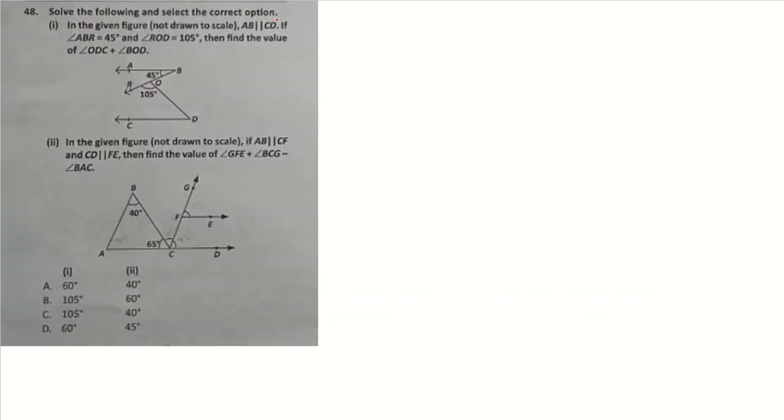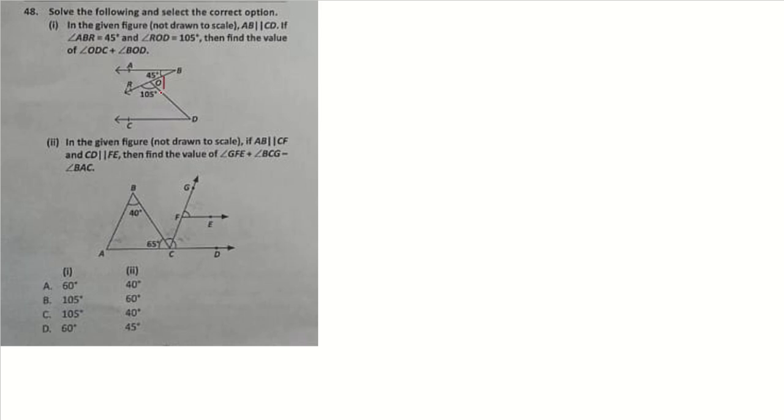Solve the following and select the correct option. Again, this is the same thing, but this time you have to solve both the questions to get the answer. First part. In the given figure not drawn to scale, AB is parallel to CD. ABO is 45, BOD is 105. Find the value of ODC plus BOD. Alright, the sum of those two angles.